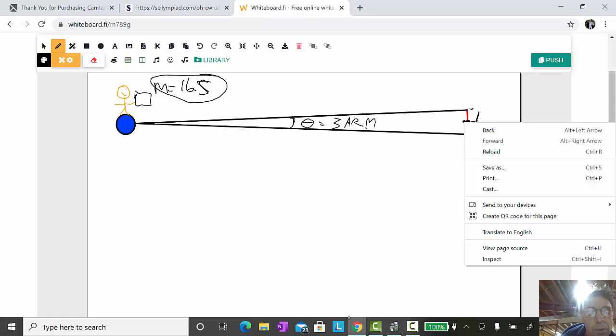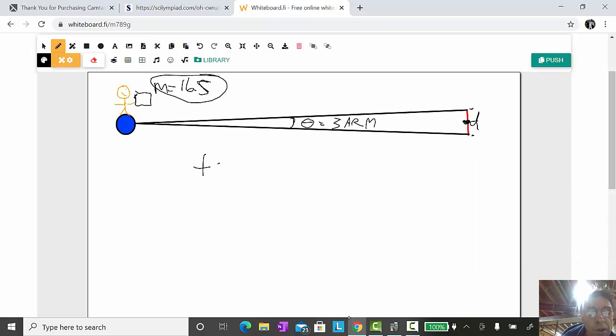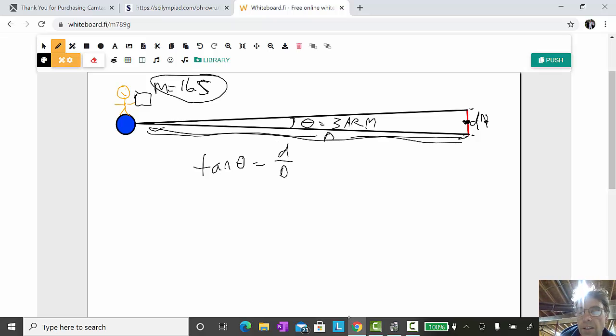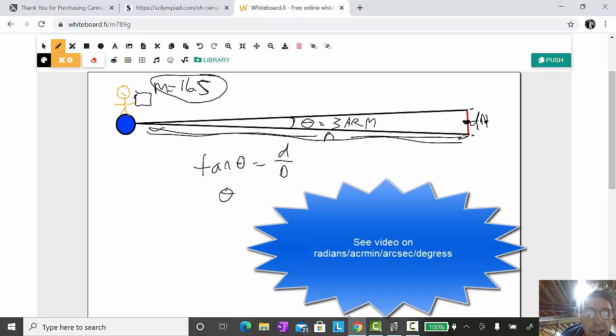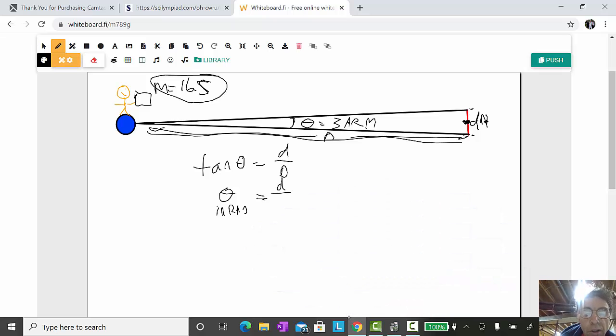As with any science problem, we need an equation, and we will use the small angle formula, which says that the tangent of theta is equal to the opposite, which is little d, over the adjacent, which we're going to call big D, the distance from the Earth to this galaxy. Because this distance is so much greater than little d, we can say that theta in radians is equal to little d over big D. Solving for little d, multiply both sides by big D, and I get d equals theta times D, which we'll calculate in parsecs.